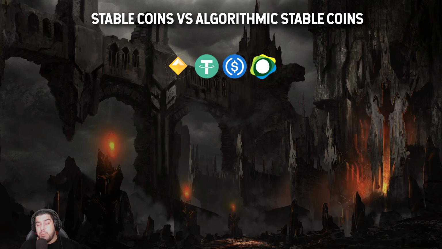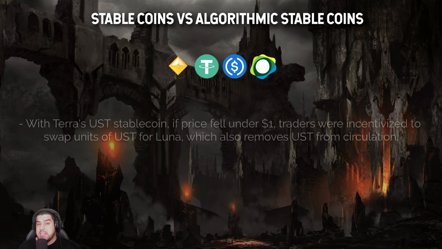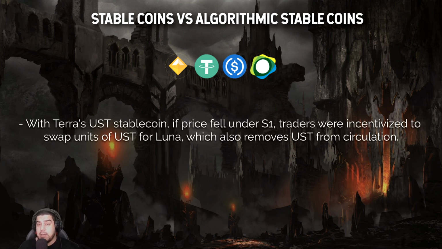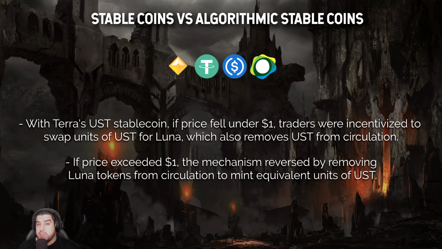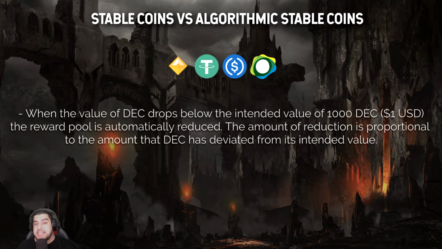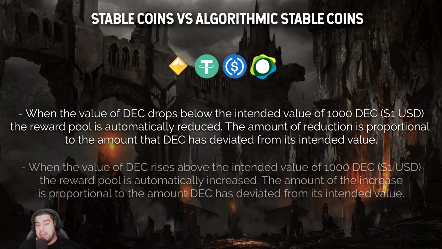To understand this better, with Terra's UST stablecoin, if price fell below $1, traders were incentivized to swap units of UST for Luna, thus removing UST from circulation. Whereas if price exceeded $1, the mechanism reversed, removing Luna tokens from circulation to create equivalent new units of UST. Therefore, the fate of UST and Luna were closely linked, and so were the risks involved. DEC, Splinterlands' algorithmic stablecoin, works a little bit differently and attempts to hold its peg by either increasing or decreasing the reward pool supply, depending on its value.